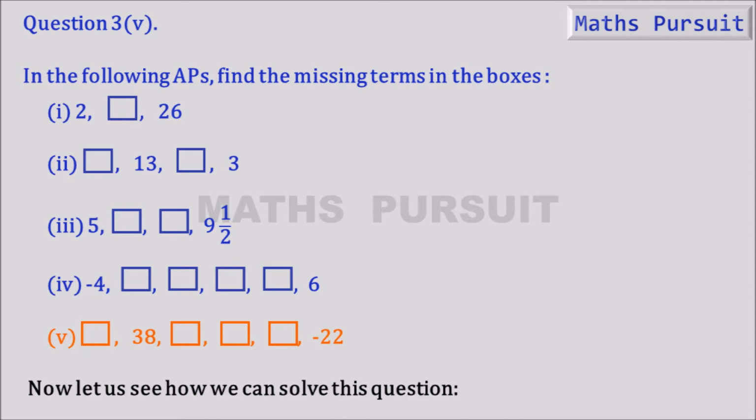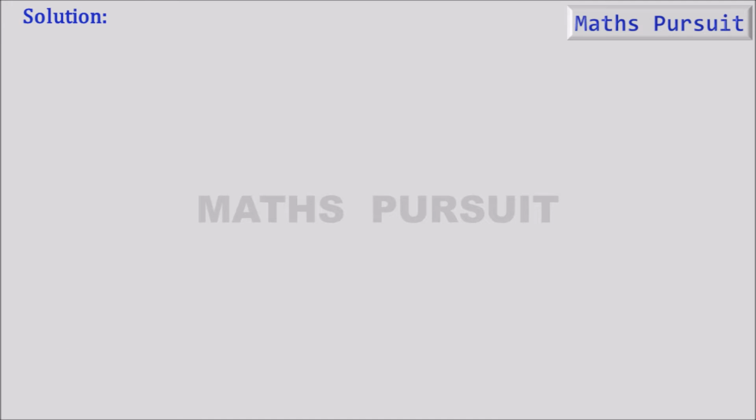Now let us see how we can solve this question. Moving on to the solution. Let us put the given AP in the below table. Guys, as usual, I am creating here a table to put the number sequence so that it would be easy for us while doing the calculations without confusing among the numbers.